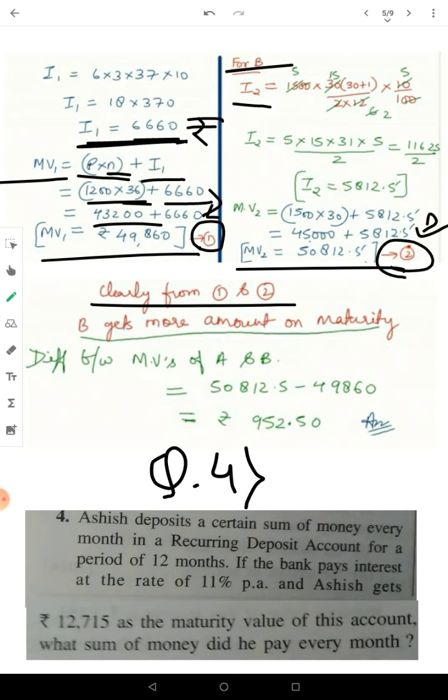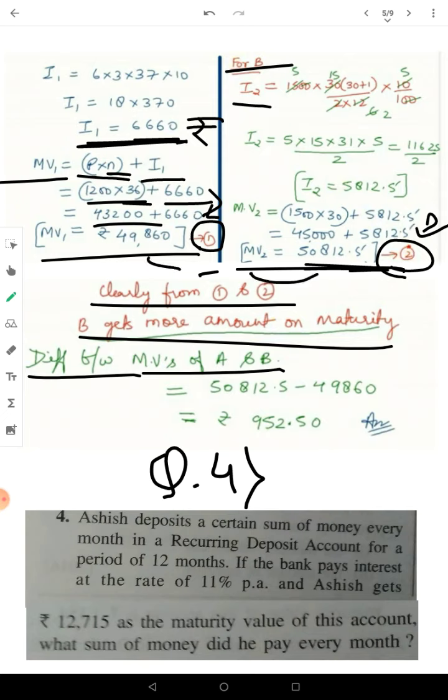Now clearly from 1 and 2, we can see that B, the second one, has got more maturity value. He has got more amount. So the difference between the maturity values of A and B will be this minus this. 50,812.5 minus 49,860 is equal to 952.50. Extremely sorry, 952.50 rupees is the answer.